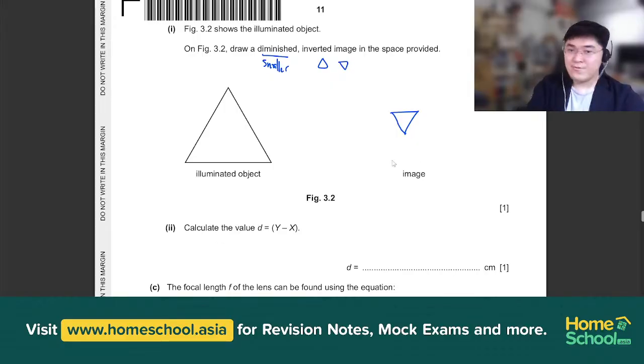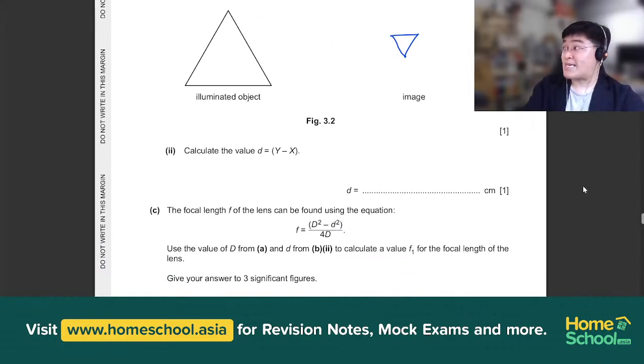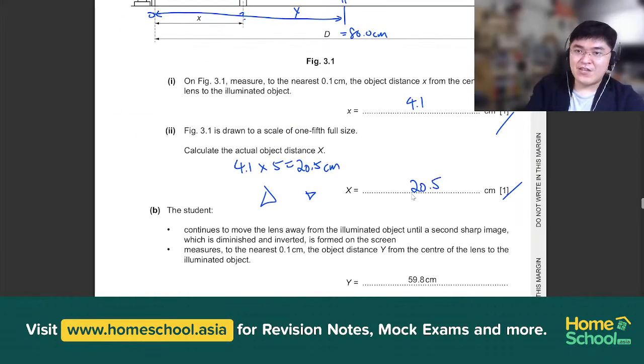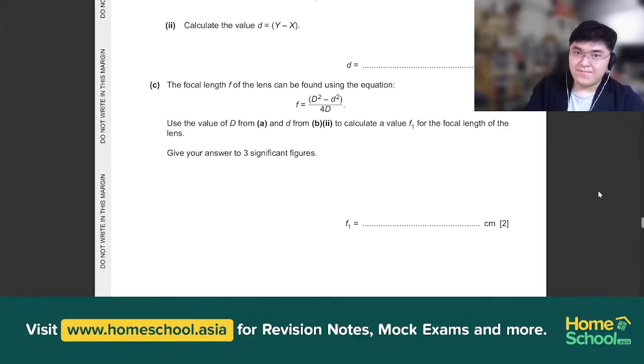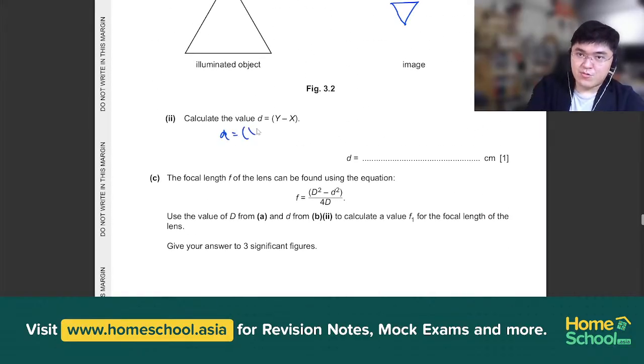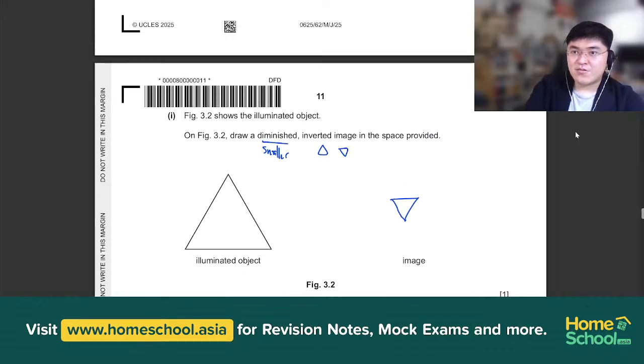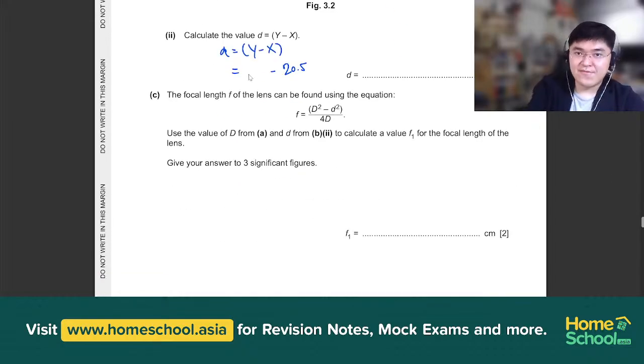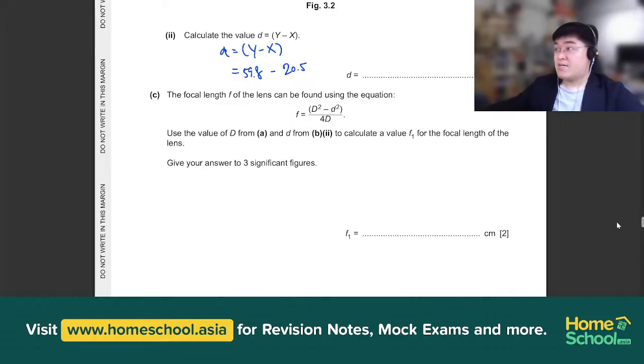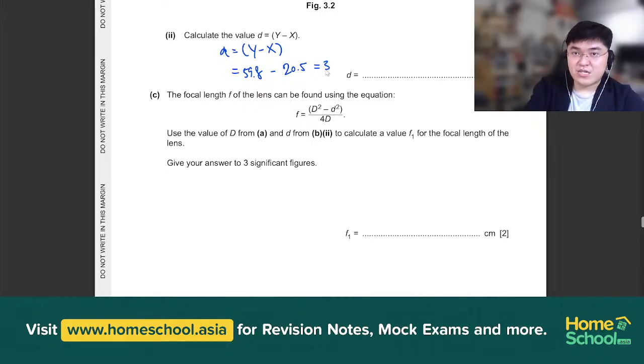Now let's calculate the value d equals y minus x, as in part B. Our value of x is 20.5, so d equals y minus x. x is equal to 20.5, y is equal to 59.8. Now let's do the calculations, and you should be able to get d equals 39.3 centimeters.